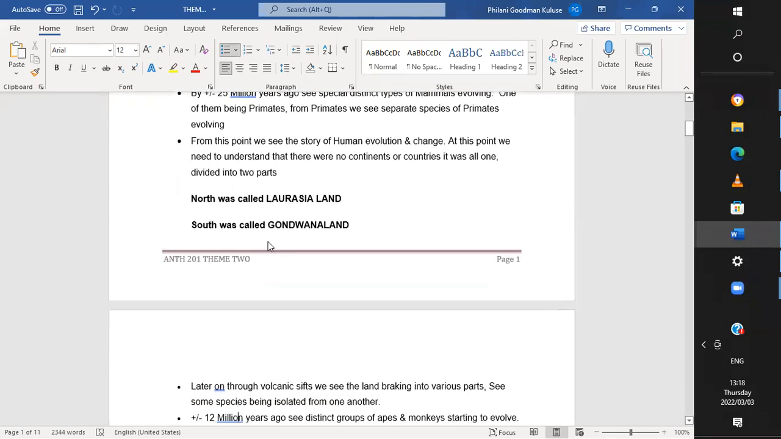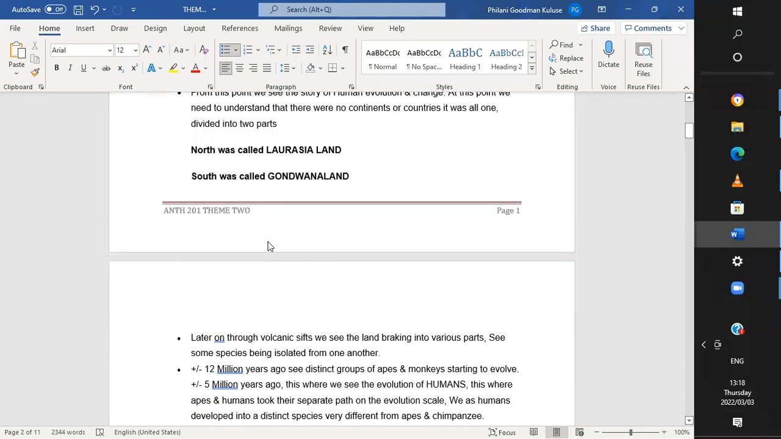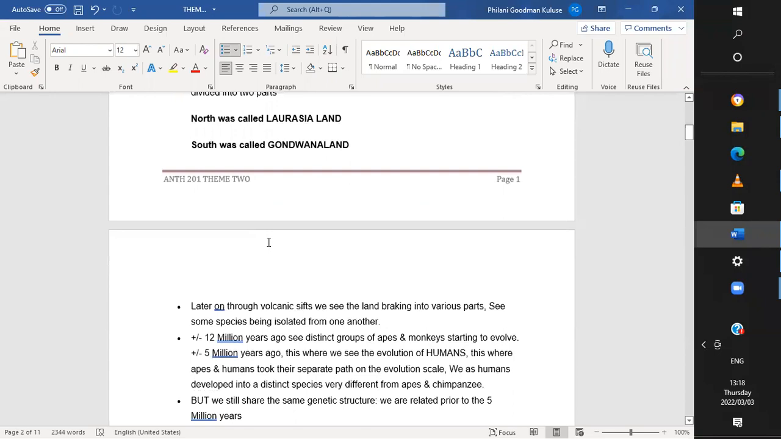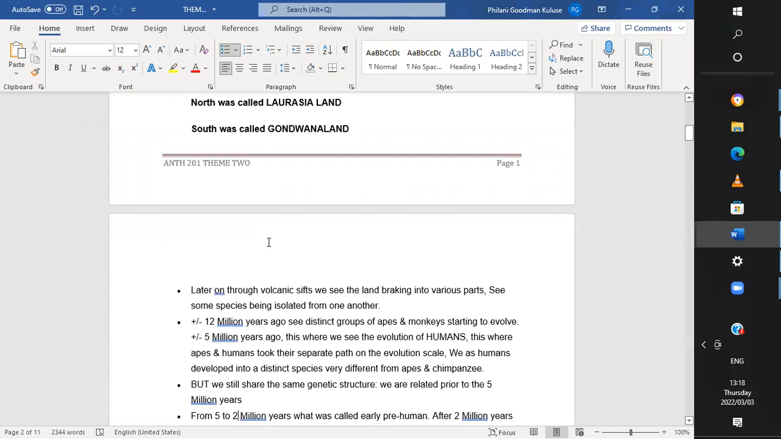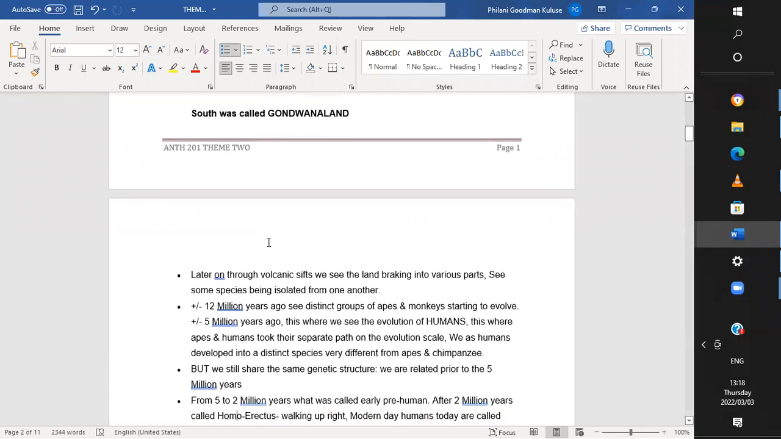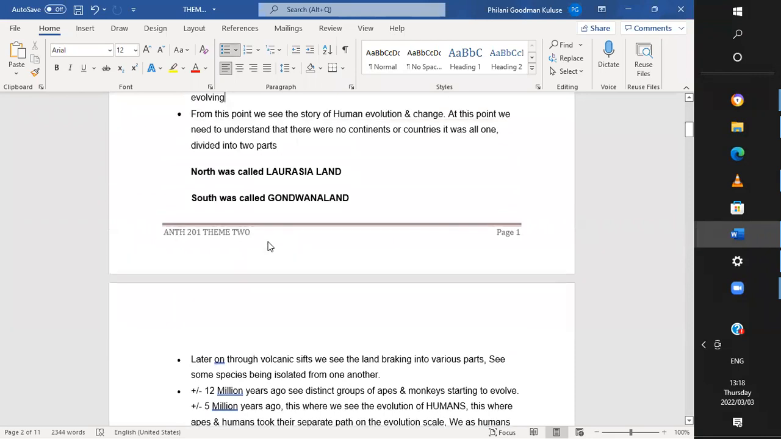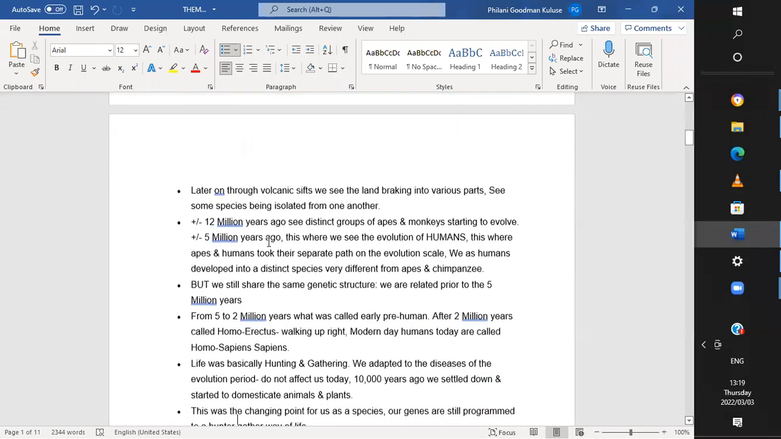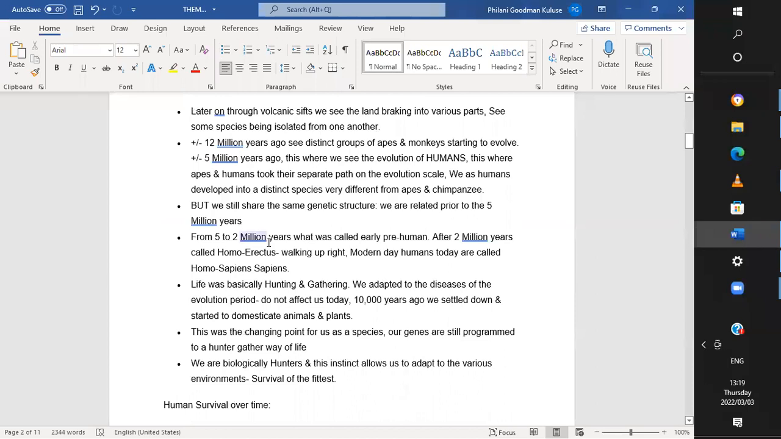The division of earth, to those who did life sciences, they understand the speciation process that took place, where many species started to develop differently from others. It is an example with us as humans that we then began to develop differently. We started to develop in various ways. North was called Laurasia land, and south was called Gondwana land. So those are examples of north and south.